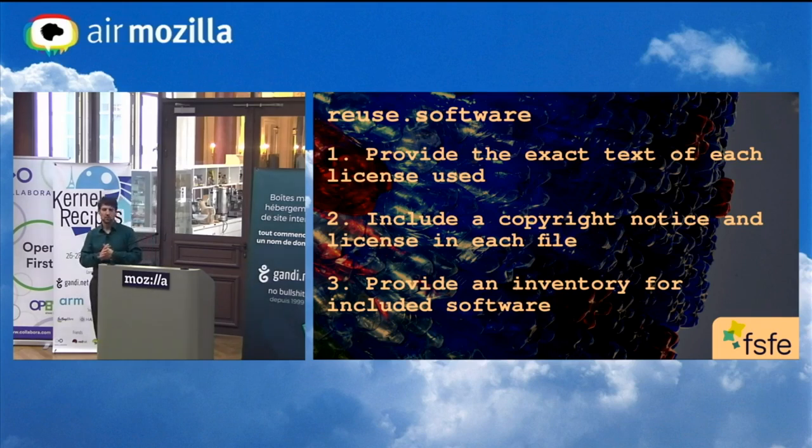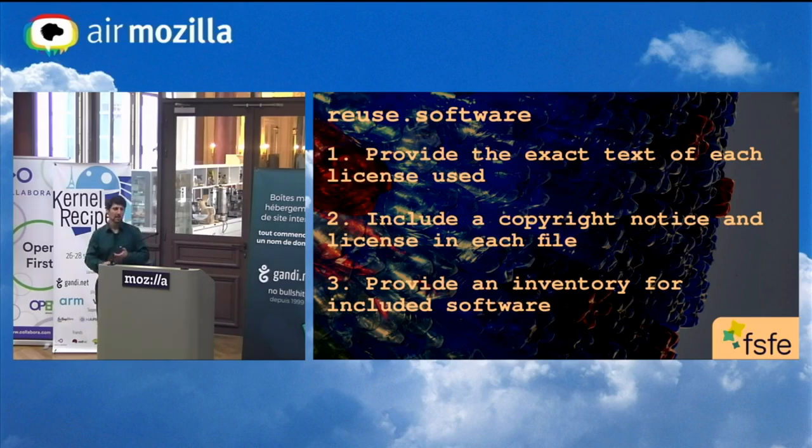One example of what we recently did was a small project called Reuse. It's available under reuse.software. The idea is that we would like to make it easier for humans and for machines to understand license information. And for this, we boiled it down to three points, which, from the feedback we got, turned out to be the most important ones to achieve this.